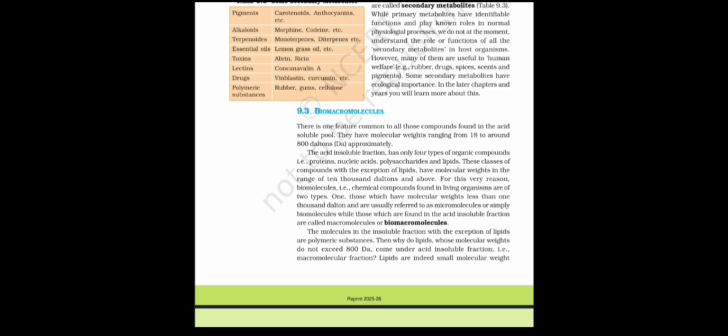For this very reason, biomolecules, chemical compounds found in living organisms, are of two types. One, those which have molecular weights less than 1000 daltons and are usually referred to as micromolecules or simply biomolecules, while those which are found in the acid insoluble fraction are called macromolecules or biomacromolecules. The molecules in the insoluble fraction, with the exception of lipids, are polymeric substances. Lipids, whose molecular weights do not exceed 800 Da (Da means daltons), come under the acid insoluble fraction, the macromolecular fraction. Lipids are indeed of small molecular weight.